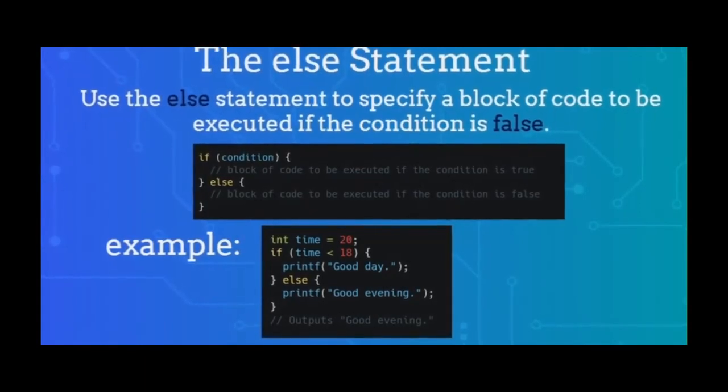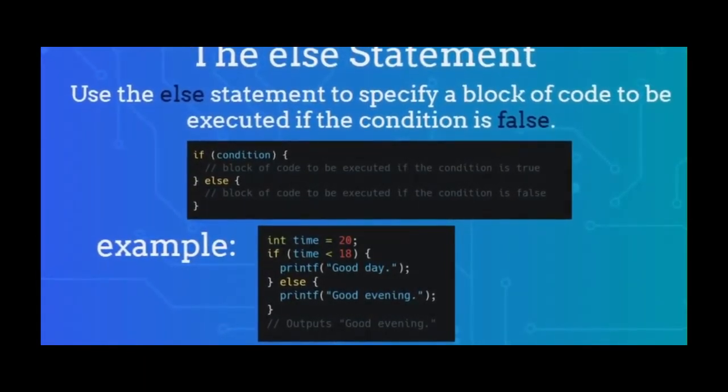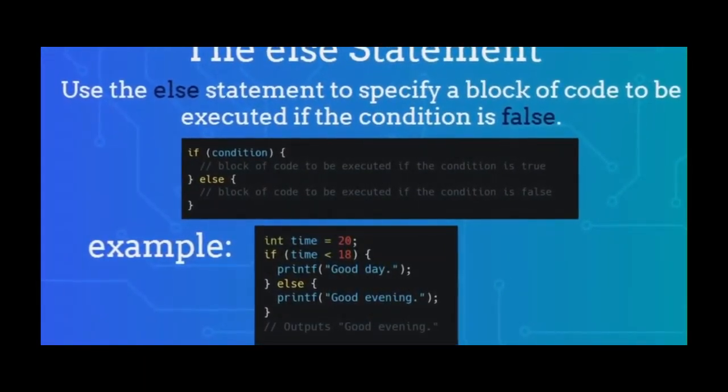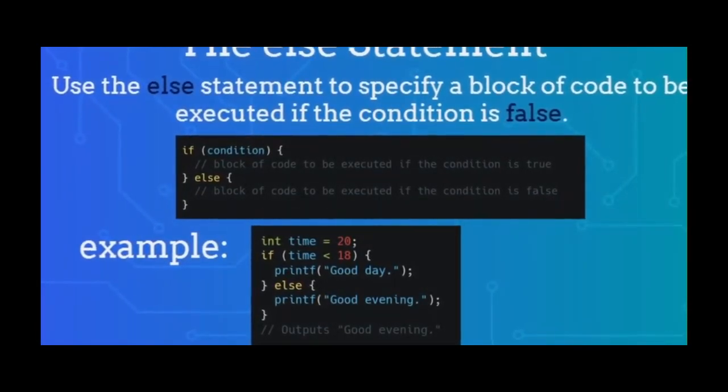The else statement. Use the else statement to specify a block of code to be executed if the condition is false. Here we open two braces, one for the if statement and the other for the else statement. In this example, time, 20, is greater than 18, so the condition is false. Because of this, we move on to the else condition and print to the screen good evening. If the time was less than 18, the program would print good day.